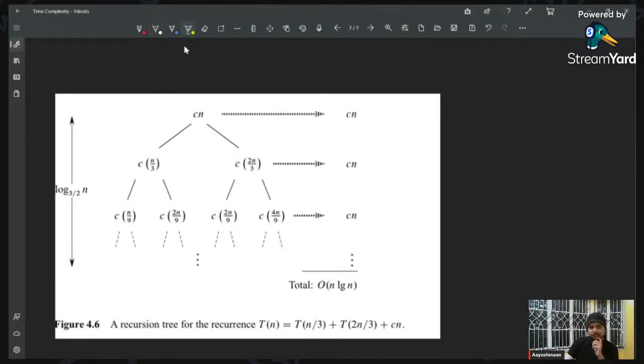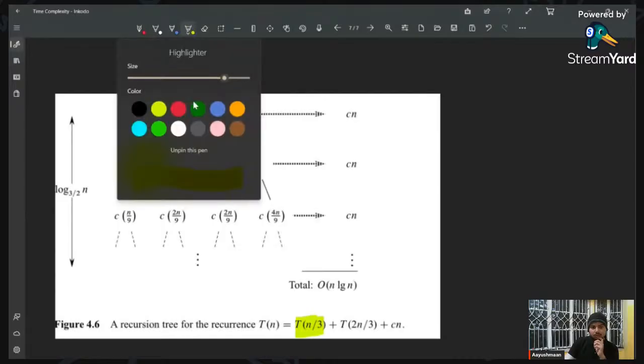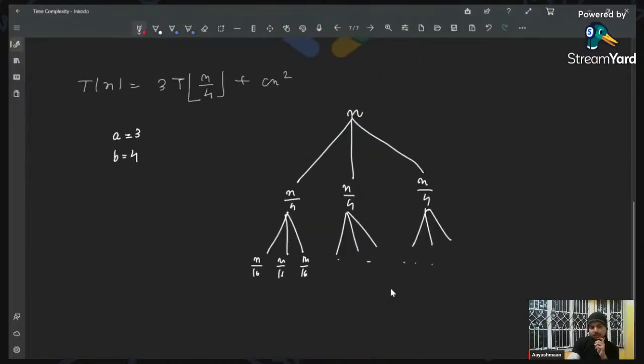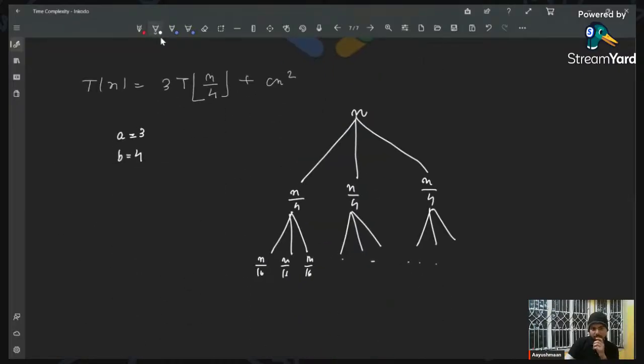See, this is n by 3. If you see here, it's n by 3, and this part is 2n by 3, and the cn is the function of n. This is actually f of n, which we were discussing in the Master's theorem. If you want to get time complexity using this, we can.